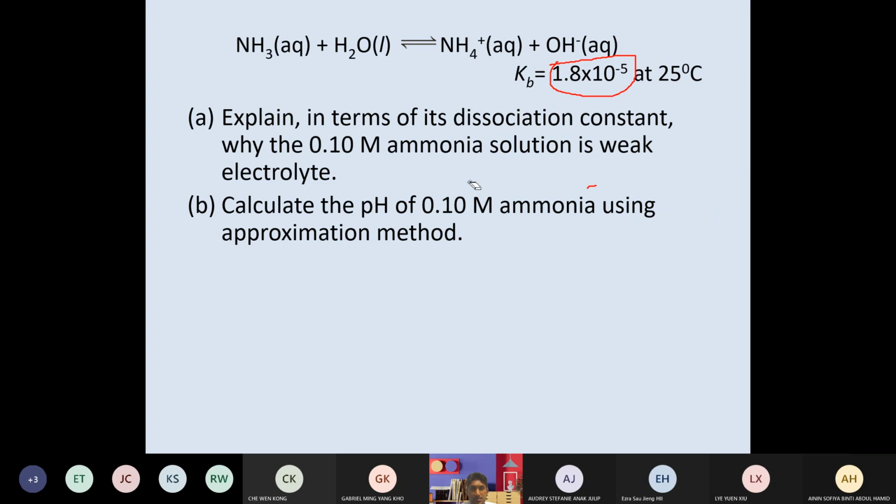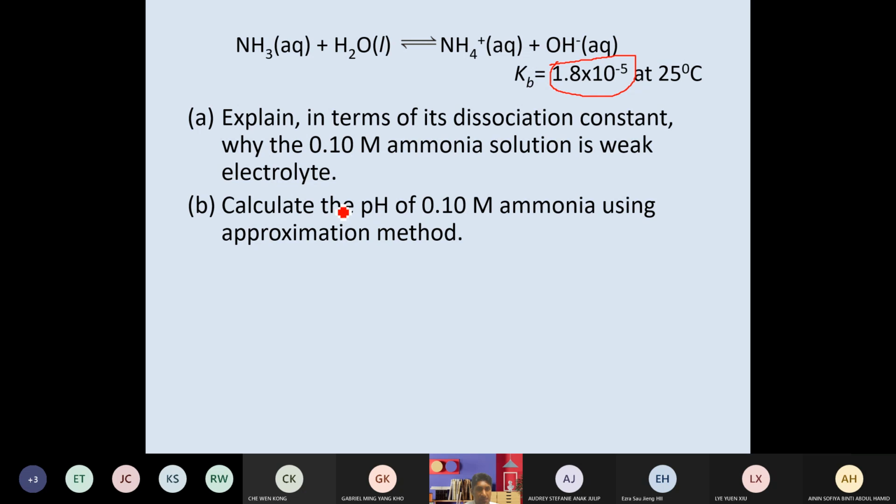Okay, so they are stable. Nitrogen and 3 hydrogens, they are stable, and they have all 8 electrons around nitrogen and 2 electrons in hydrogen. So this ammonia is quite stable. This is a weak electrolyte. Ammonia solution is a weak electrolyte because it does not dissociate completely. That's why.